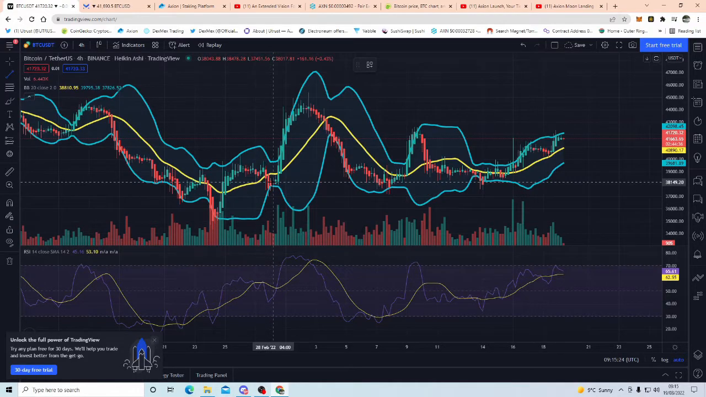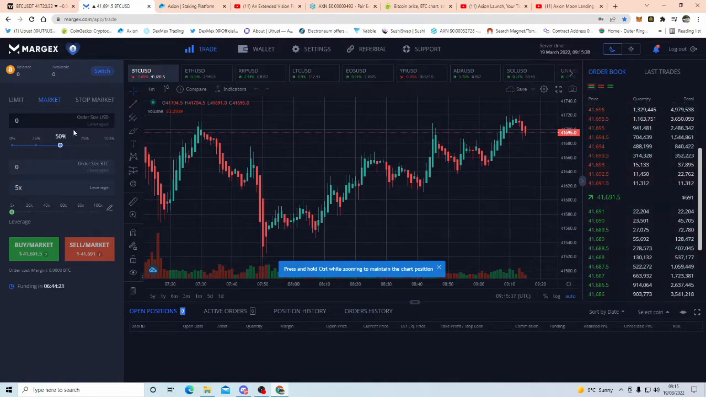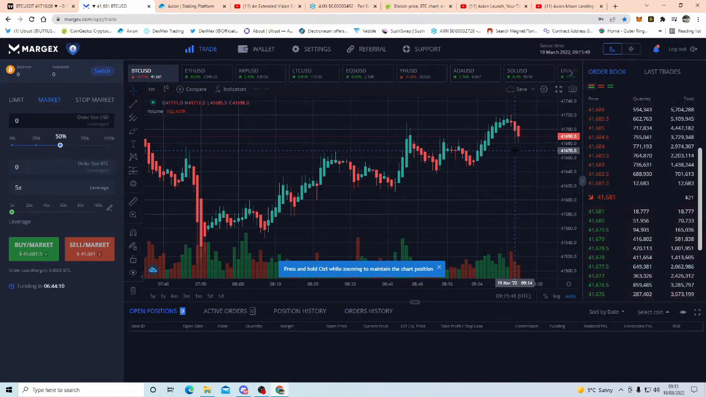Obviously, if you're doing 100x or 50x leverage, then you're at a higher risk. Doing 5x leverage is a nice thing, and with MARGEX, the minimum is 5x, right up to 100x. I would not recommend 100x unless you've got loads of money and you're a very seasoned trader. I've done 100x, and you can make insane gains, but you can lose your money very quick as well.